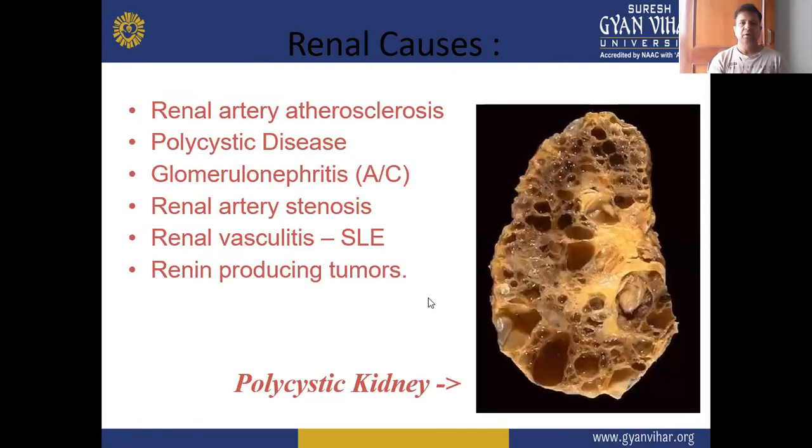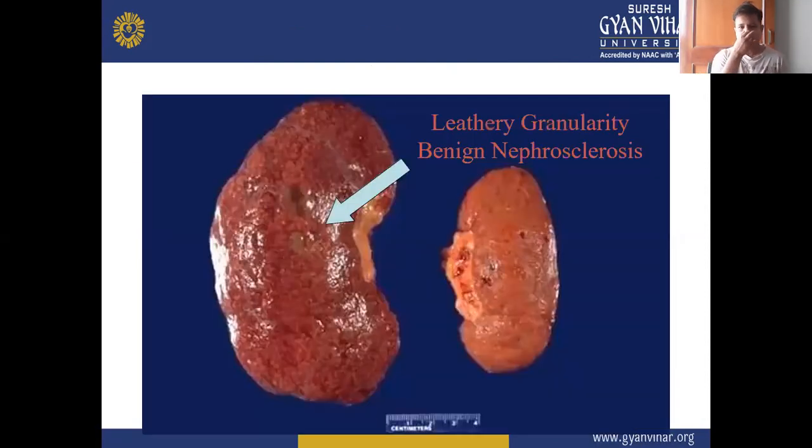Under the renal causes: renal artery atherosclerosis, polycystic disease, glomerulonephritis, renal artery stenosis, renal vasculitis, renin producing tumors. You can see a polycystic kidney image which is caused by chronic hypertension. Another example of leather granularity, a benign nephrosclerosis image.